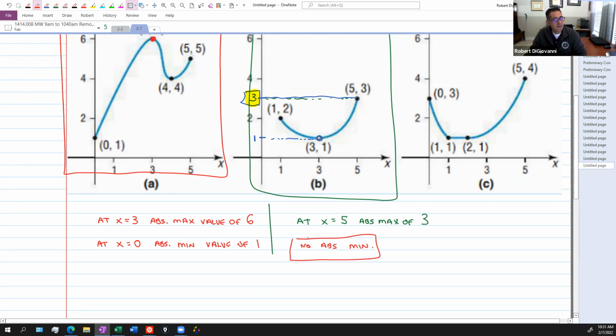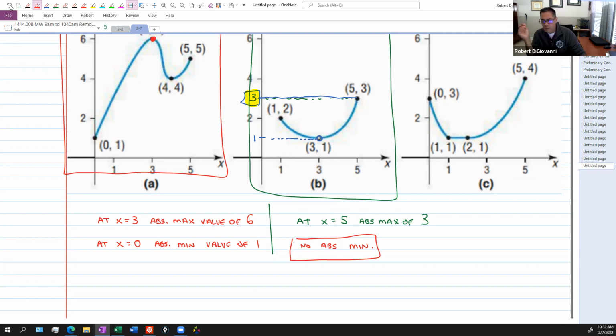That makes sense or no? Because of that open circle, that's why. If that were a solid dot right there, then your answer would be 1. But because it's open, you never reach it, so you don't have a lowest value. It's a weird idea.